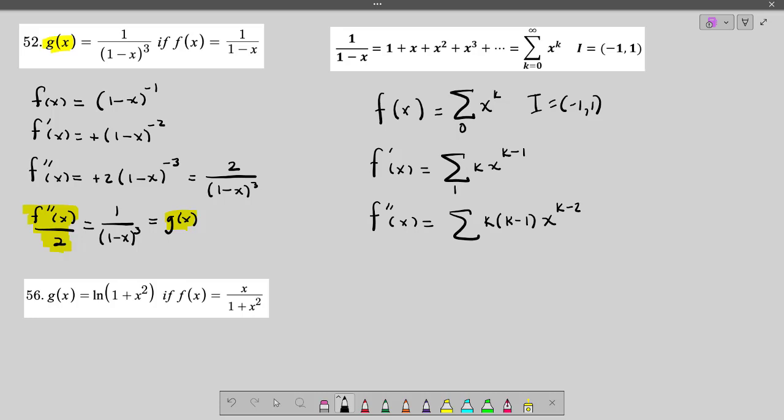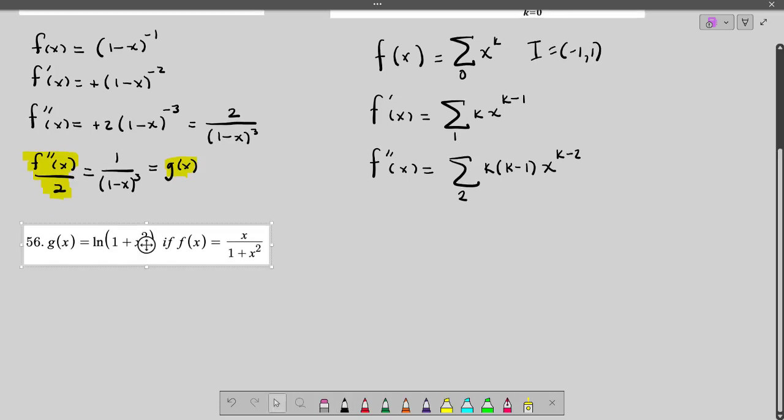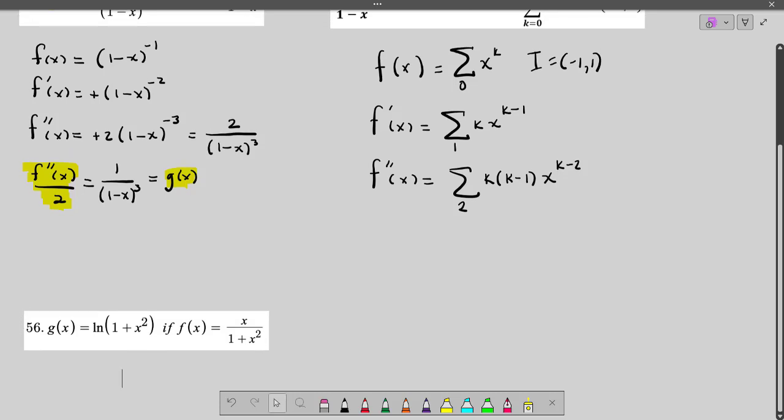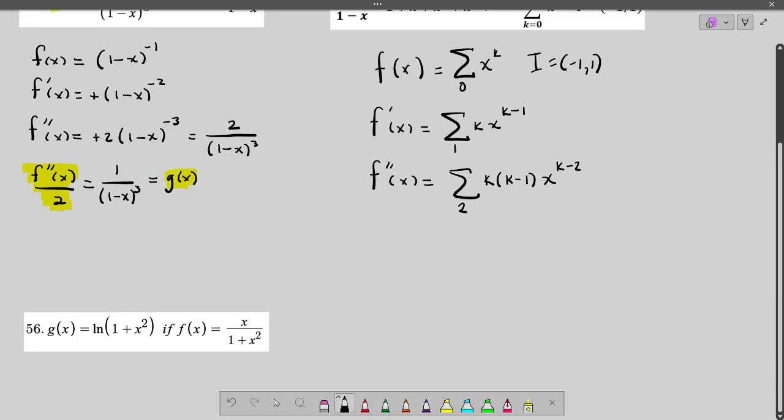We say, okay, well, should k start at 1? Should it start at 0? Should it start somewhere else? Lots of ways to convince yourself that this needs to start at k equals 2. If you plug in k equals 1 or k equals 0, you get division by x, which is not a polynomial. So that's out. So now we've got that. And we are very close. So g of x, what we're trying to do, is the second derivative of f divided by 2.